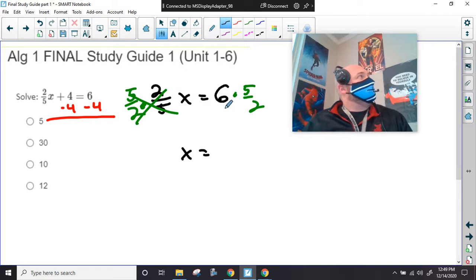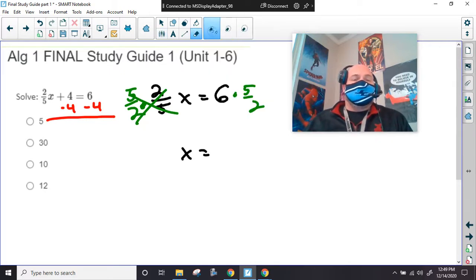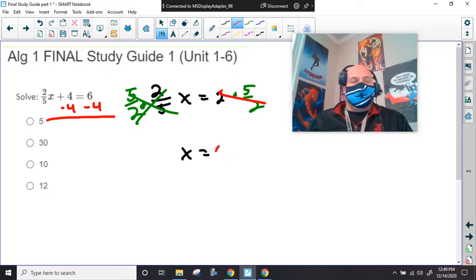I thought I checked this. Oh, this is why. I said that 6 minus 4 is 6. Jeez Louise, I'm losing it. All right, those cancel, so I am left with 5. I knew I had it right earlier.